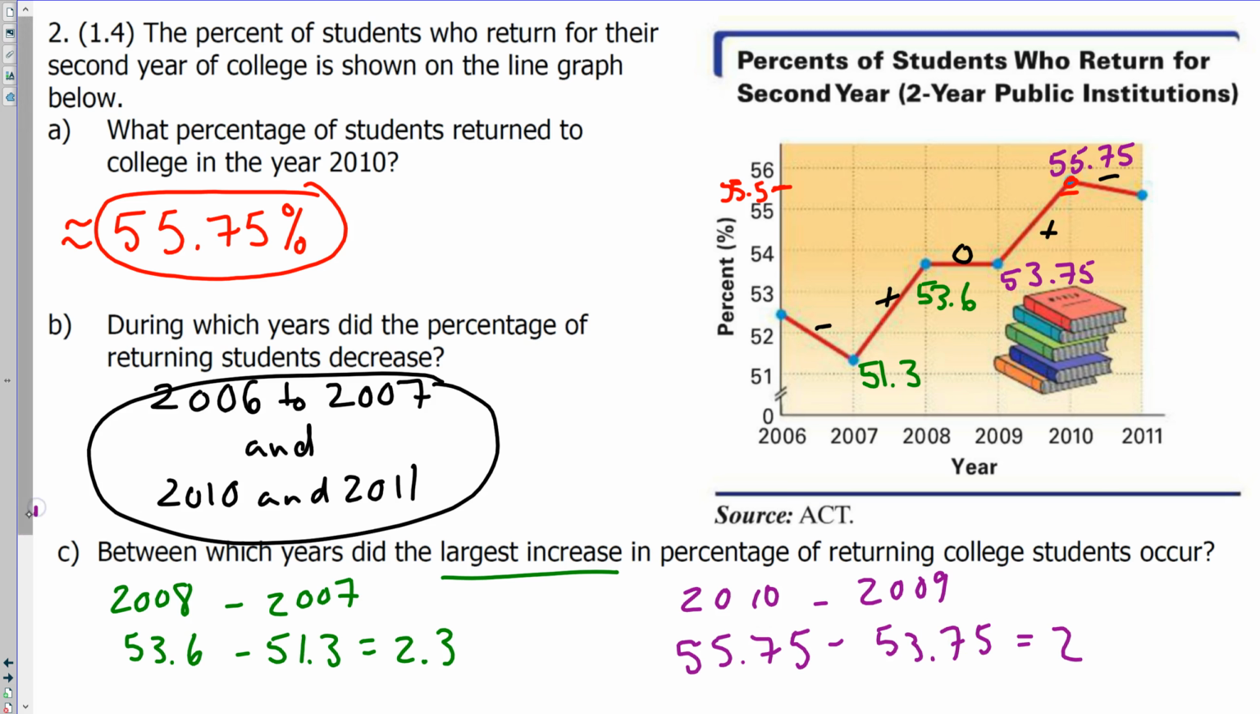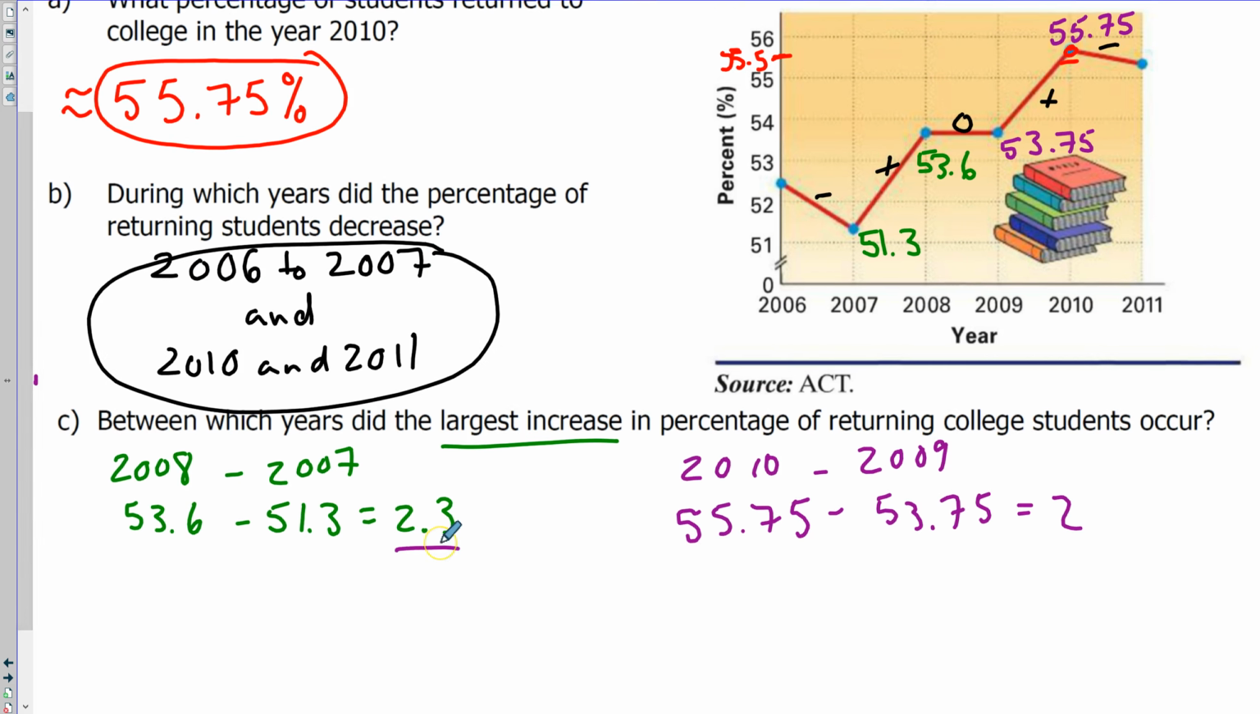So between those two, the larger value would be the 2.3 that we're seeing here. So the higher value, that's going to be the largest increase. So that was between 2007 and 2008.